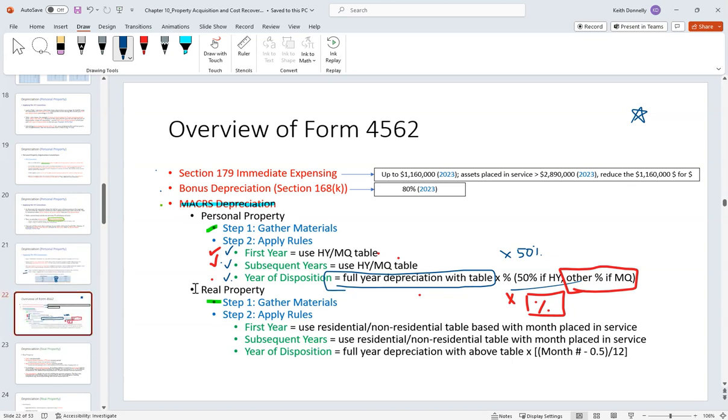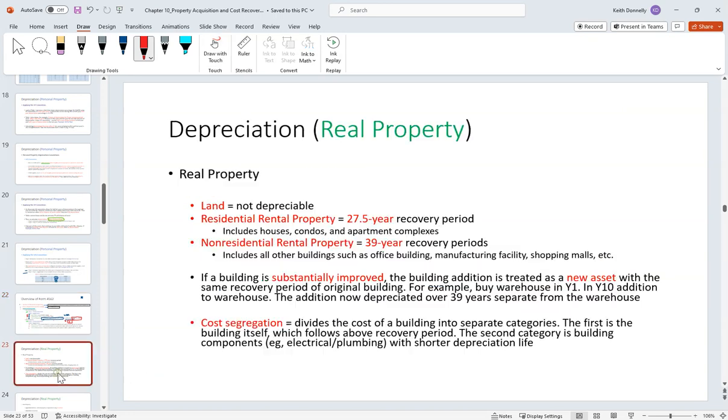All right, next, let's move to real property. So same setup here. Step 1, we got to gather our materials. There's 5 items. Then we got to figure out, and I could ask you on the exam, could you please tell me the first year of depreciation, subsequent years, or depreciation in the year of sale?